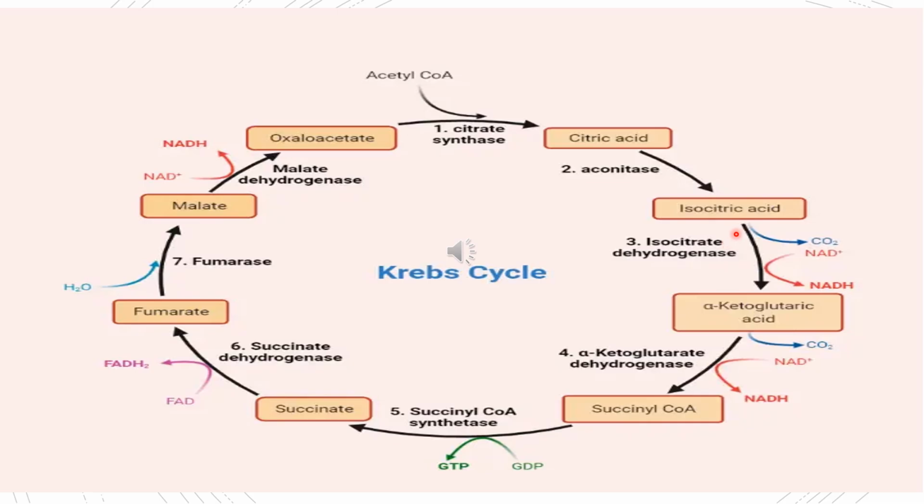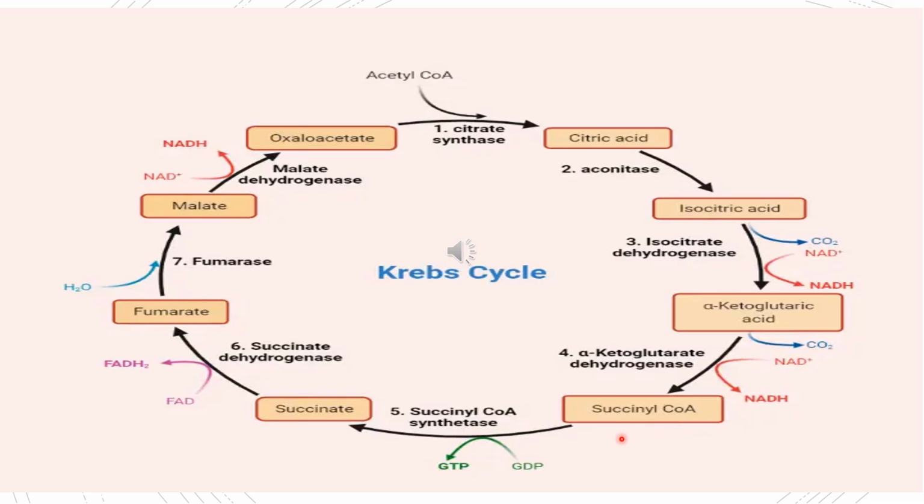We have a rearrangement of isocitric acid to form alpha-ketoglutaric acid, and the enzyme that catalyzes this reaction is isocitrate dehydrogenase. Here, at this step, we have the production of NADH and release of carbon dioxide. Alpha-ketoglutaric acid is then converted into succinyl-CoA, and the enzyme that catalyzes this reaction is alpha-ketoglutarate dehydrogenase. At this step, we have production of one NADH and another carbon dioxide is released.